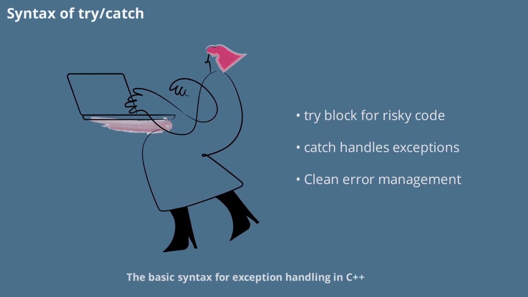The basic syntax for exception handling in C++ involves wrapping your risky code inside a try block, followed by one or more catch blocks to handle specific exceptions. For example: try, protected code, catch exception type E, handle exception. This structure allows you to isolate error-prone code and provide targeted responses to different types of exceptions.